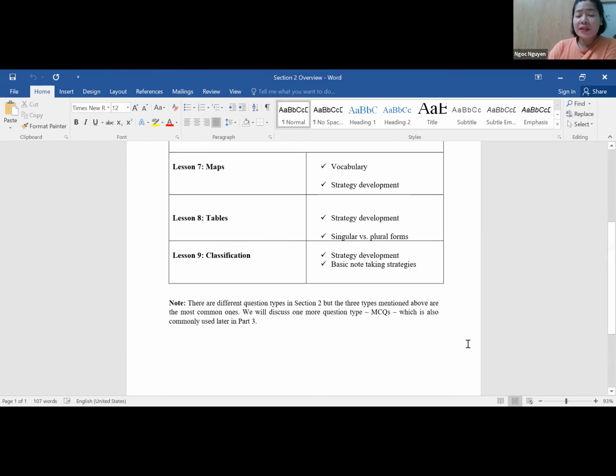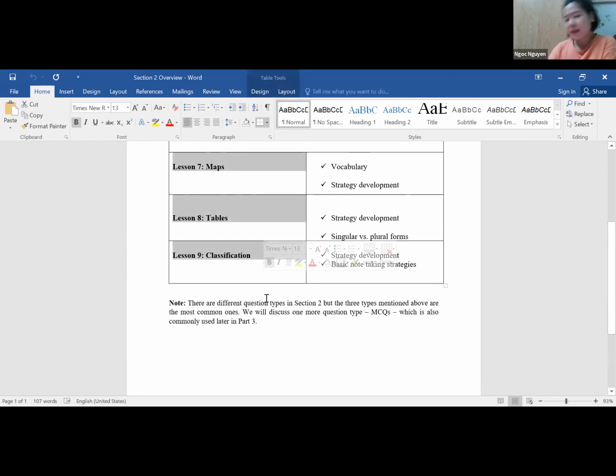Now let's look at this table. You guys see here maps, tables, and classification. It doesn't mean that other question types will never appear in IELTS section 2. No, other question types may sometimes appear in IELTS section 2, but these are the most common ones, right? Like sometimes you may still get a gut feeling activity in section 2.